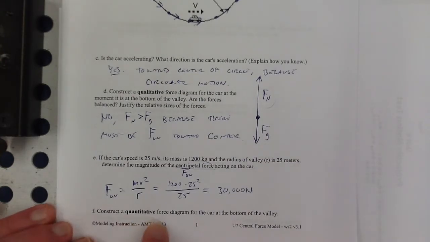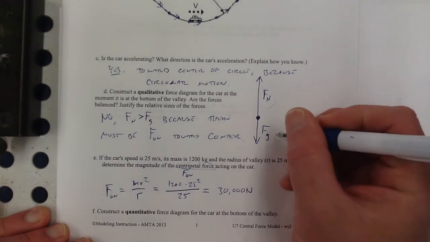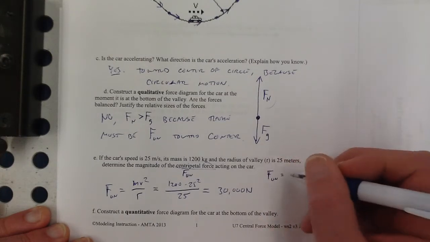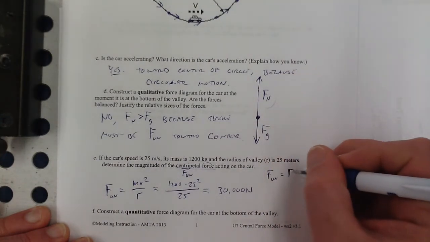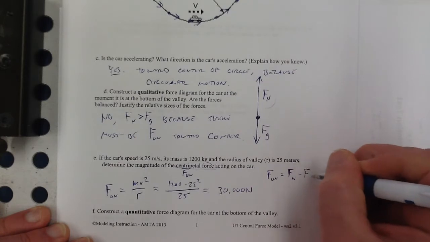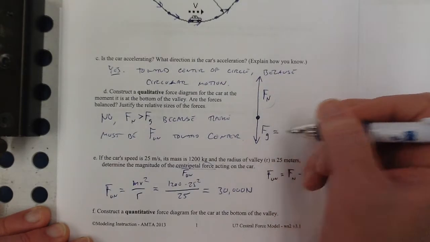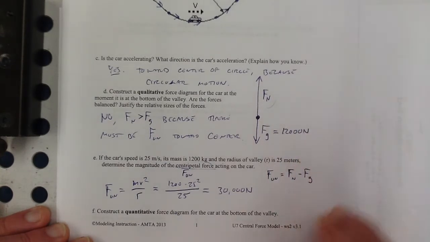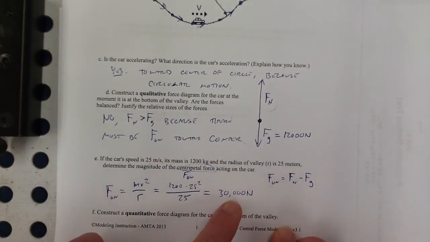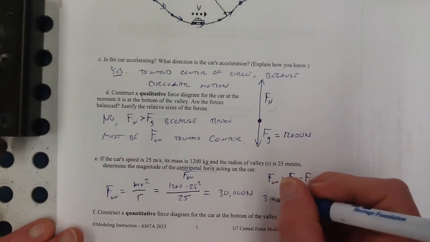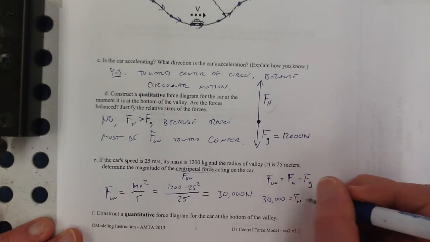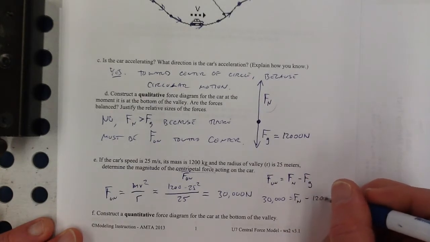Construct a quantitative force diagram for the car. So that's the same as this. I'm just going to use my same force diagram and add in the numbers. So here, unbalanced force is equal to, I know that is winning and that is losing. The force of gravity is just the mass times 10. And I know the unbalanced force, I found that right here. That's 30,000. So 30,000 is equal to normal force minus the force of gravity, which is 12,000.